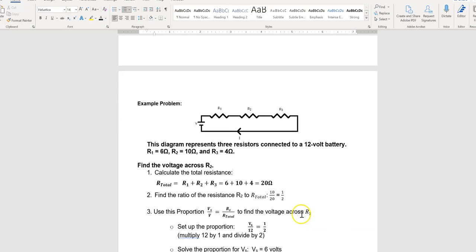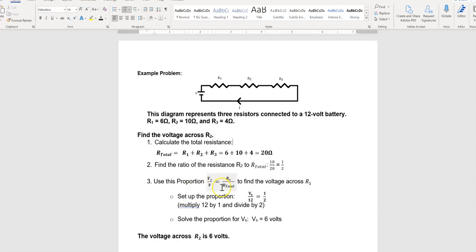So if we're just talking about finding the voltage across R sub 2, you can think of this relationship, R sub 2 to total, as 10 out of 20. So there's 20 ohms of resistance, and that is 10 out of 20, so 1 over 2.